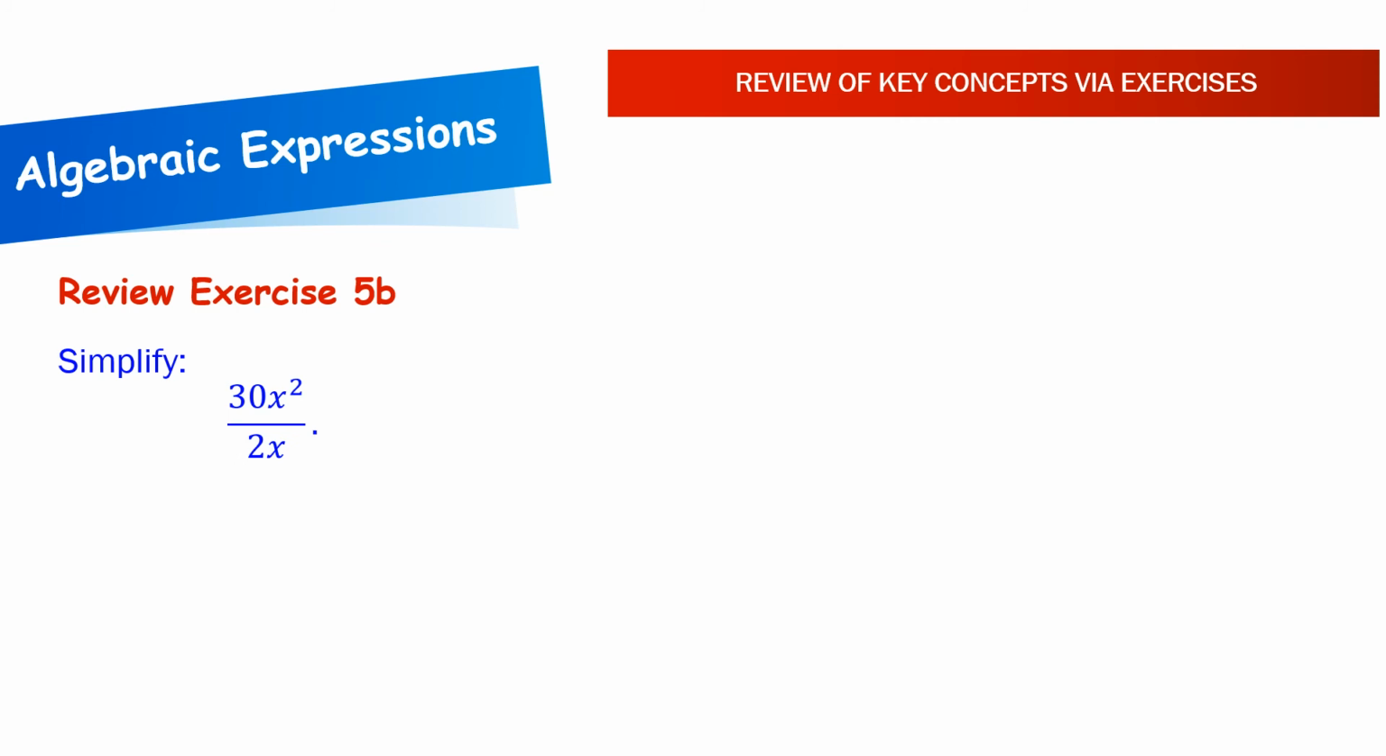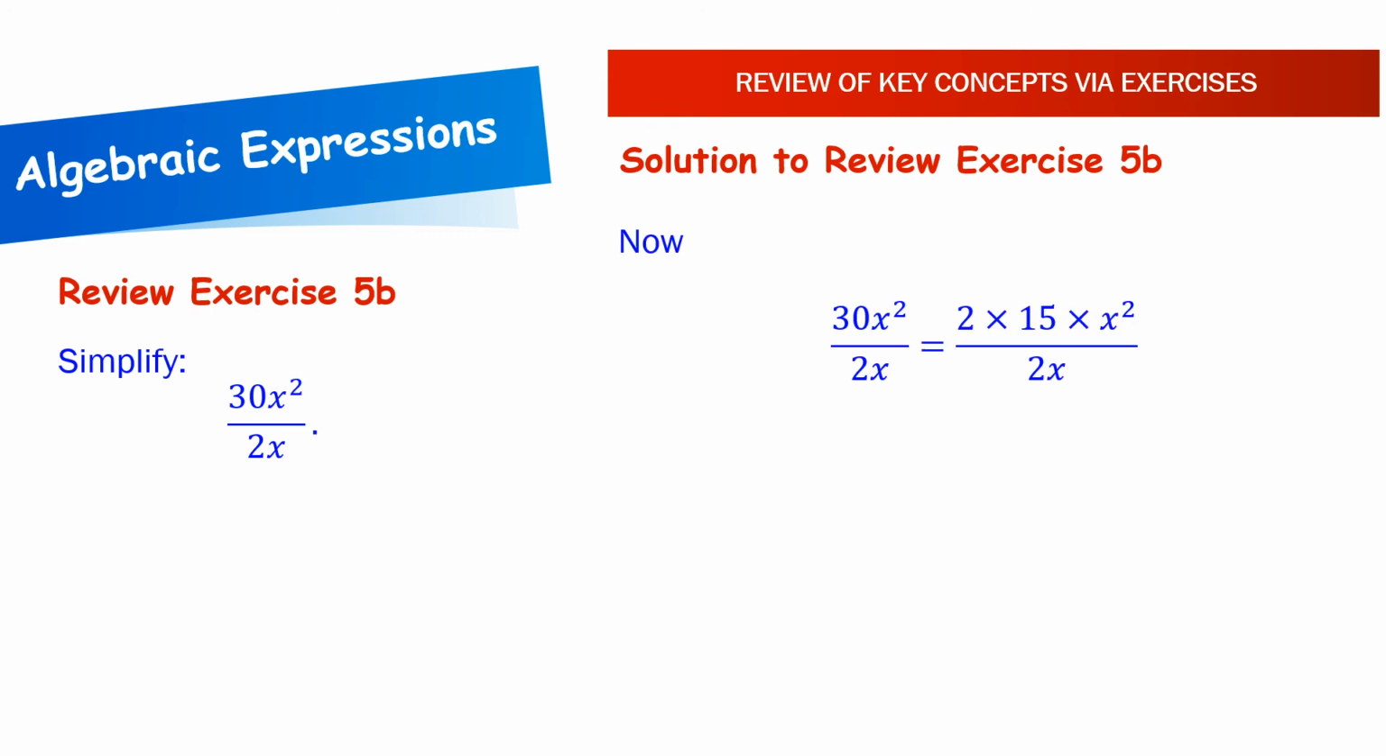Now let's simplify 30x squared over 2x for exercise 5b. 30x squared over 2x can be expressed as 2 times 15 times x squared over 2x. The 2's can cancel, and similarly the x's can cancel, to leave us with 15x.